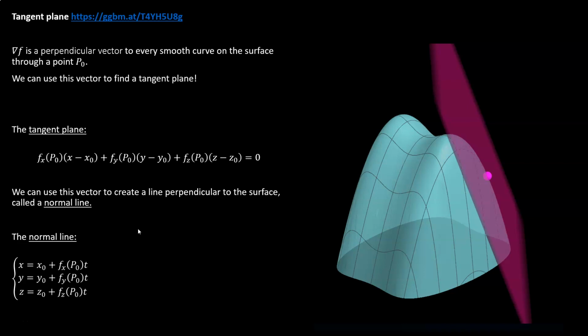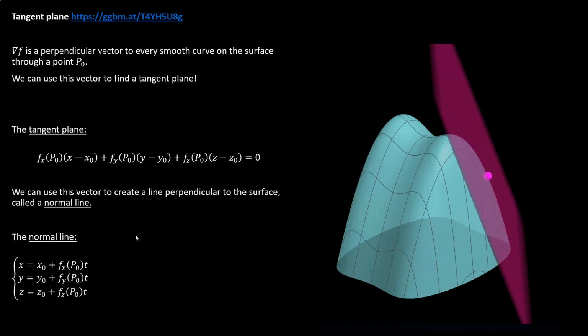Something that's not quite covered in this section of the book, but is covered in other textbooks, is the tangent plane. We can calculate this using the gradient vector. Also, something called a normal line. We can calculate this using a gradient vector.